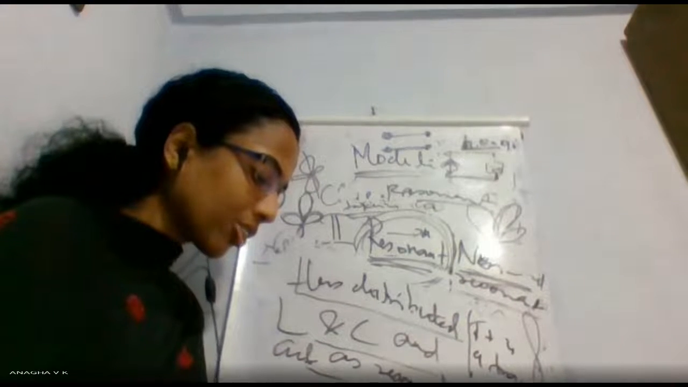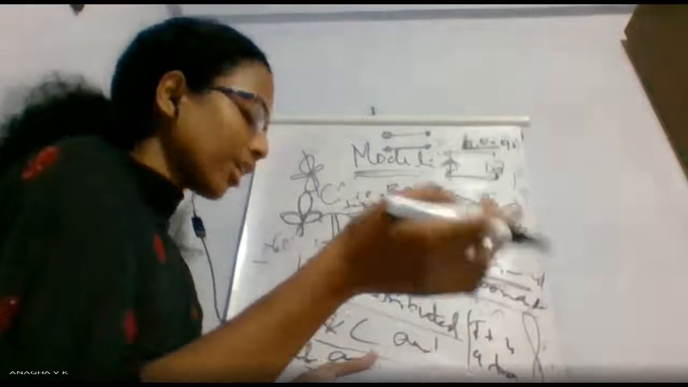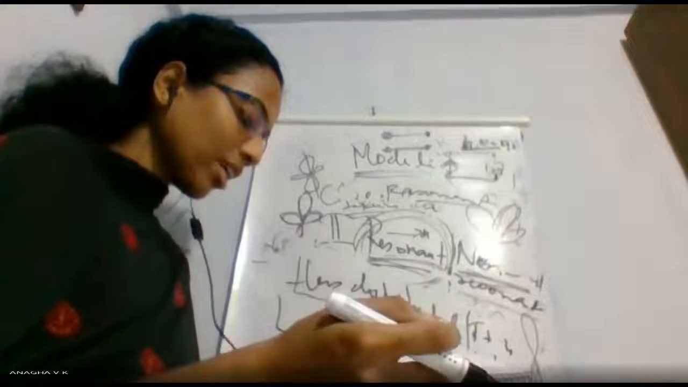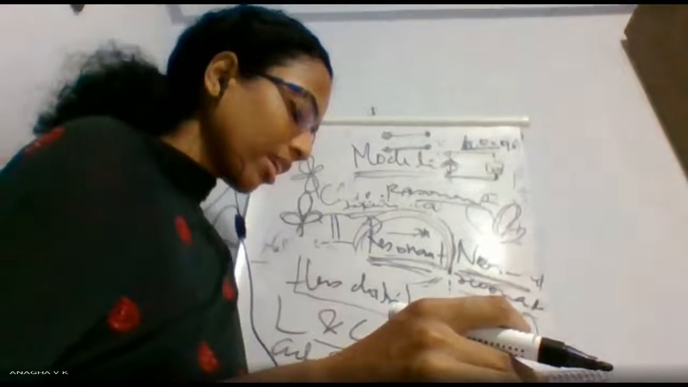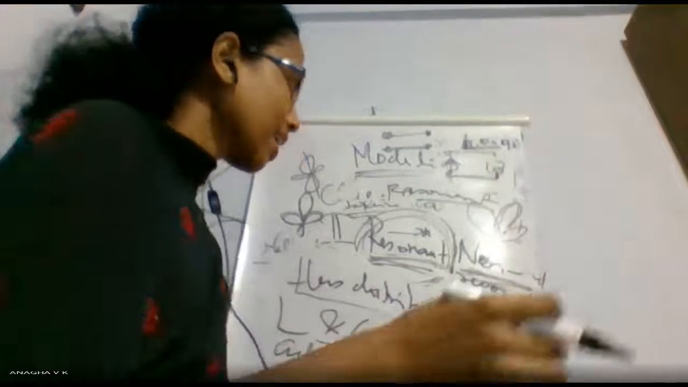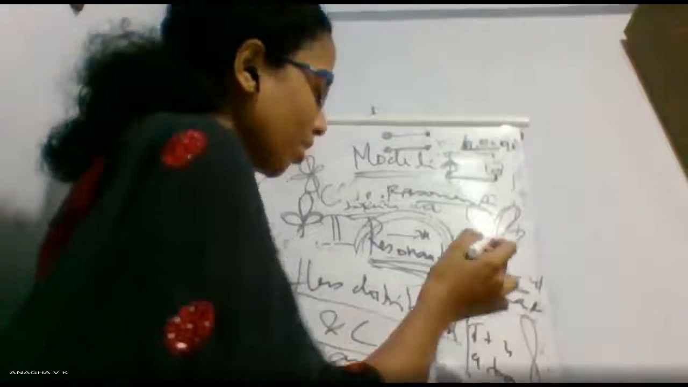Next one is directional, which means in directional what all comes? Dipole, horn and parabolic. Omnidirectional means what? Half wave dipole, circular loop. Okay. Next one is resonant and non-resonant.